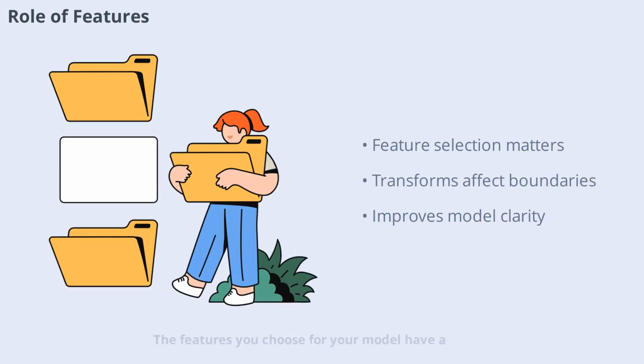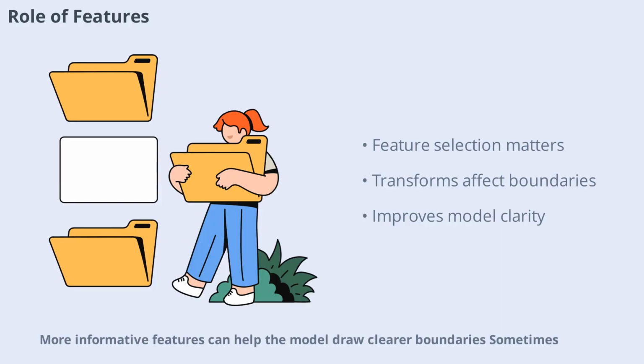The features you choose for your model have a big impact on the shape of the decision boundary. More informative features can help the model draw clearer boundaries. Sometimes, adding or transforming features can turn a messy, nonlinear problem into one that's easier to separate.